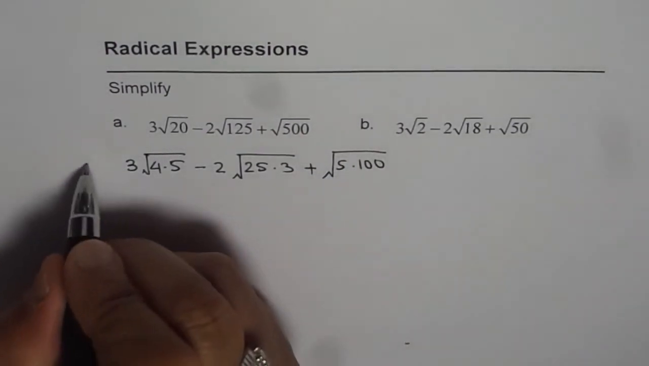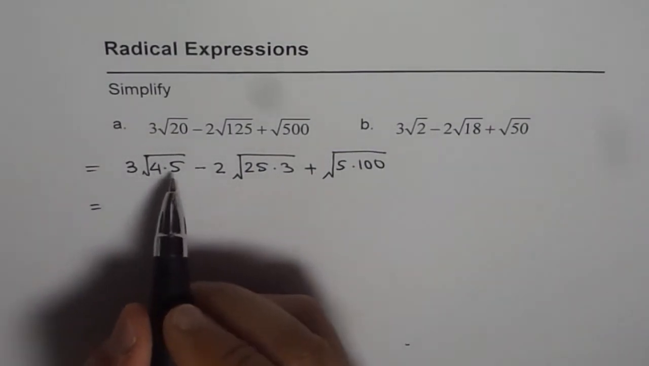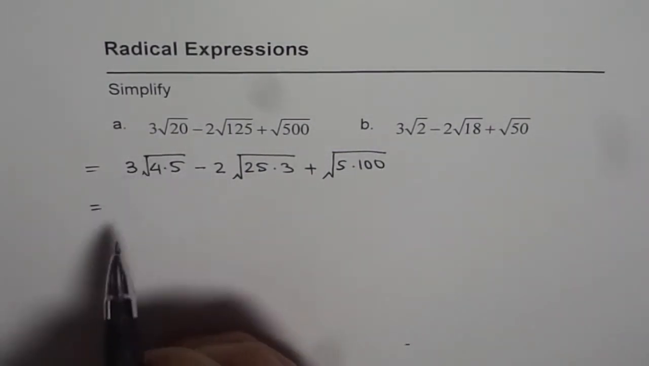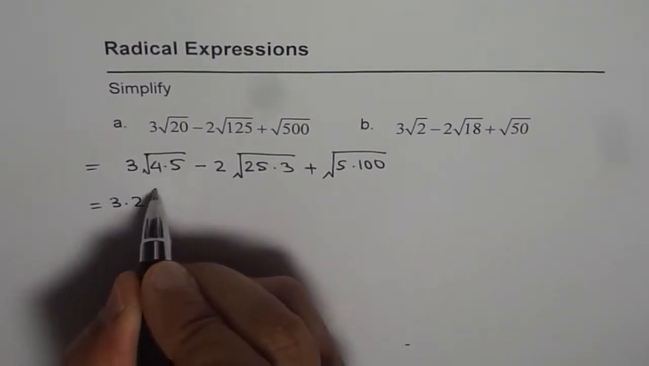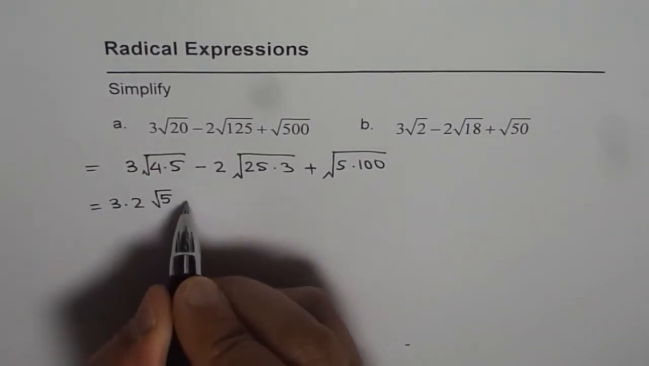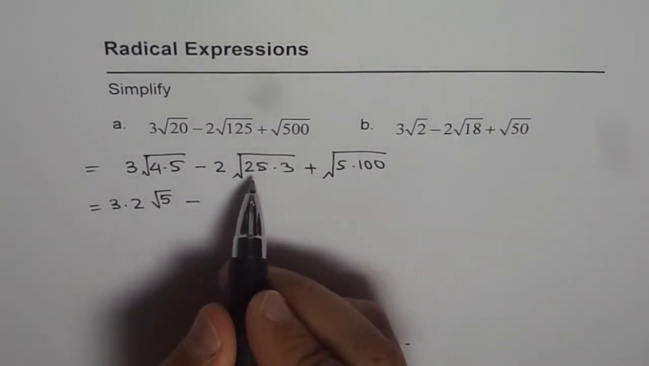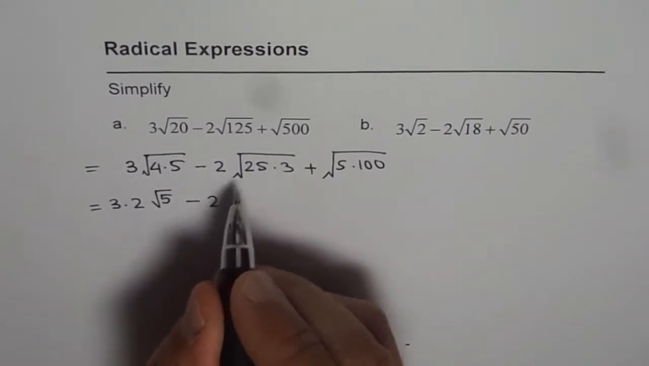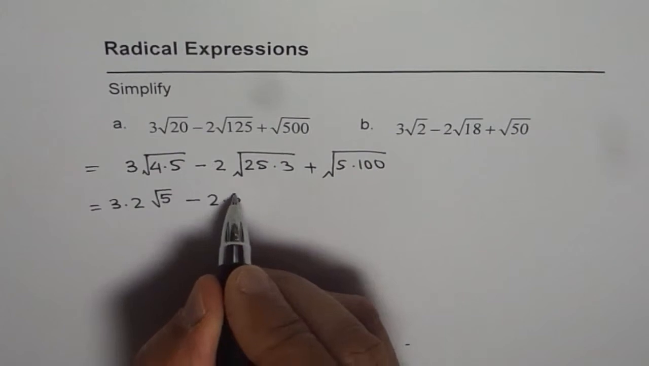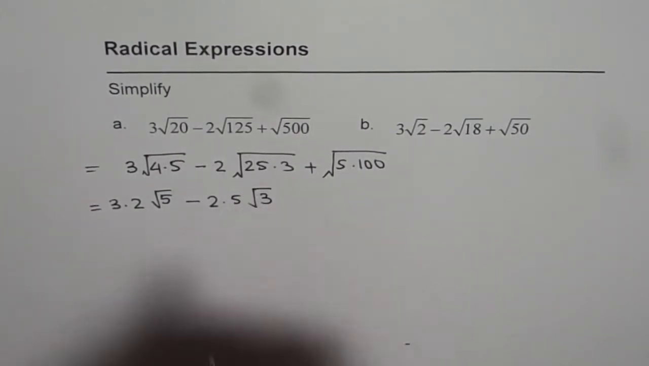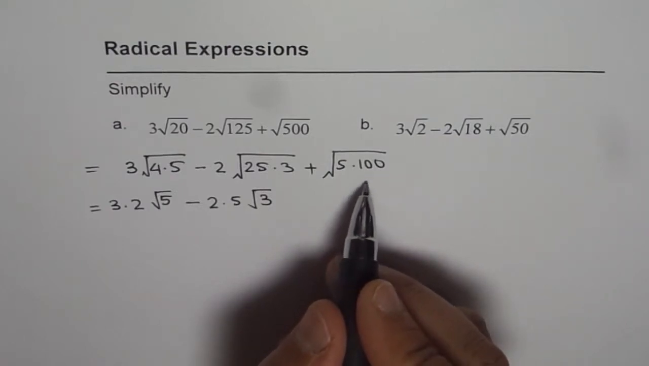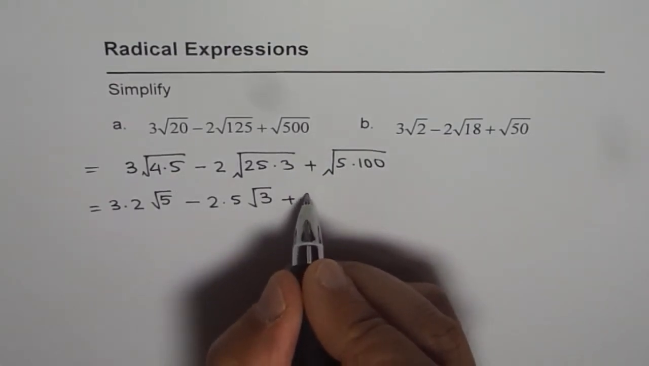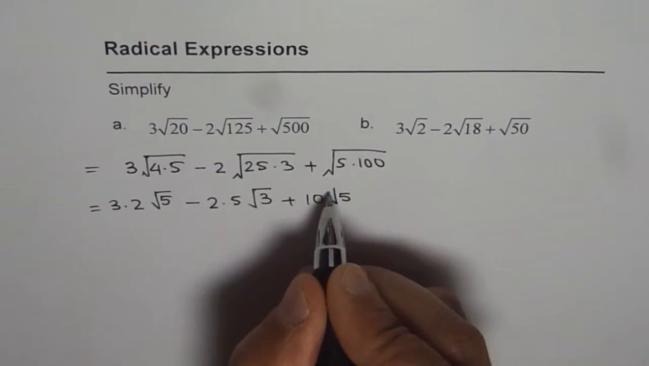Now as you see, we can simplify the radical part. 4 is 2 squared, so I can bring the 2 outside. So it becomes 3 times 2 square root of 5 minus, in this case 25 is a perfect square, so I can take 5 outside. So it becomes 2 times 5 square root of 5. And here 100 is the square of 10. 10 squared is 100. So I can write this as 10 square root of 5.